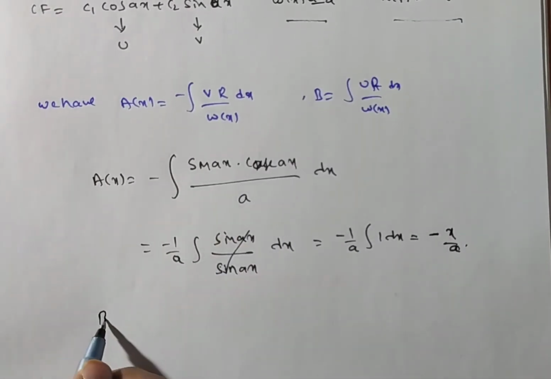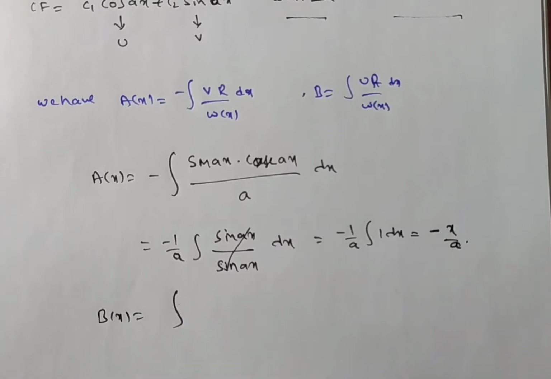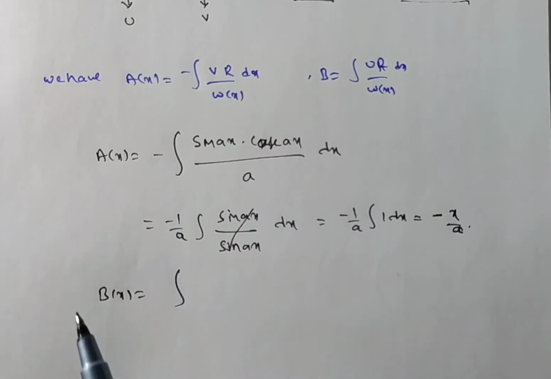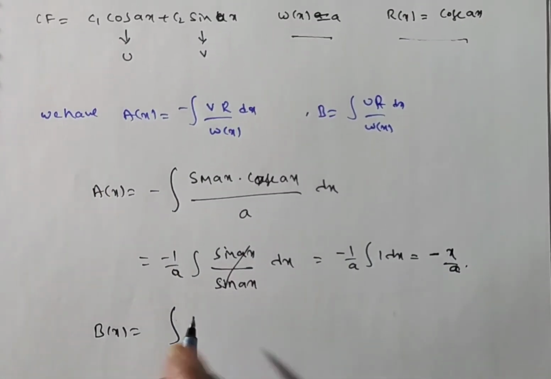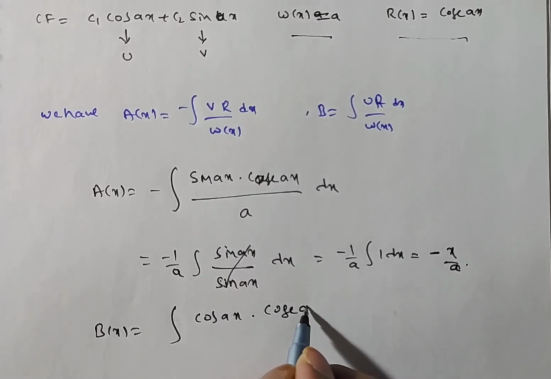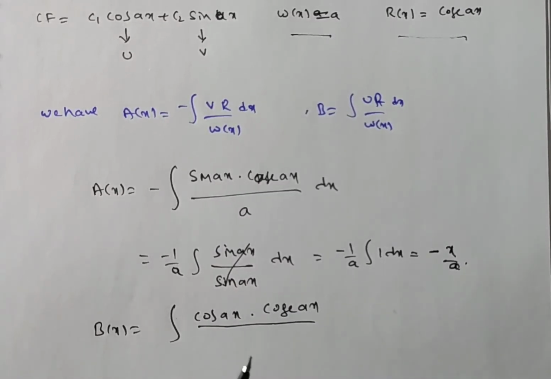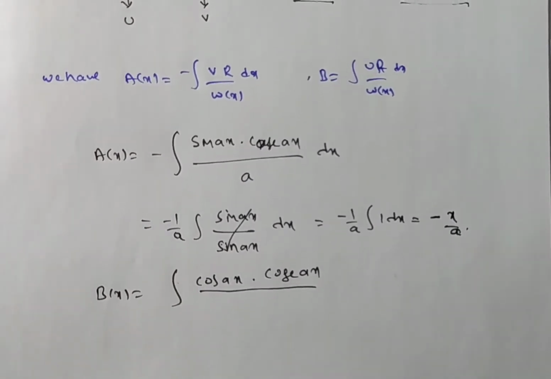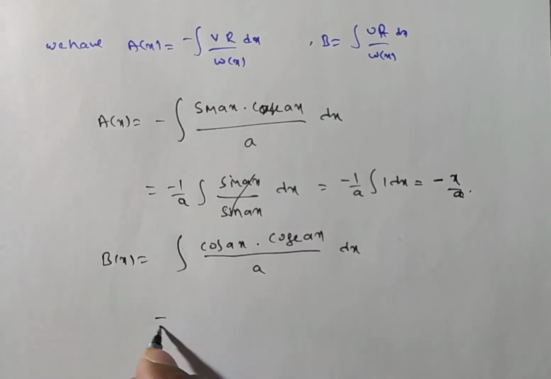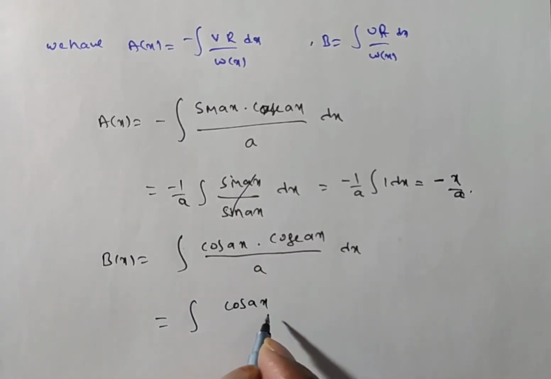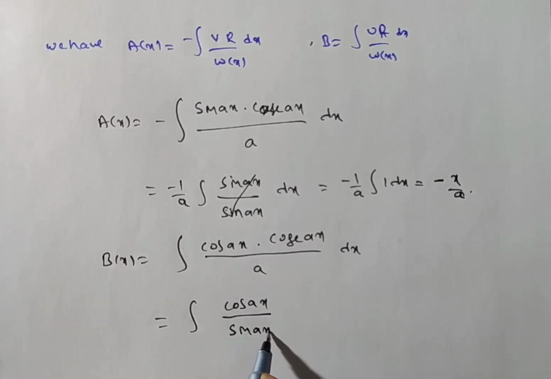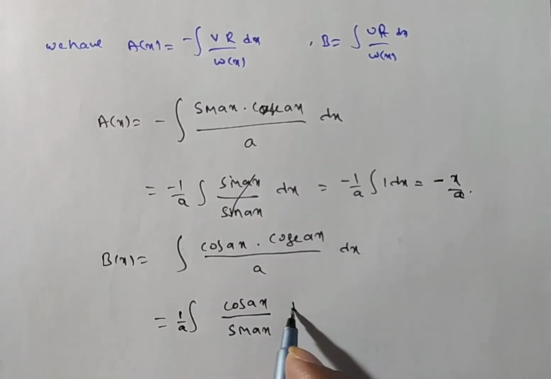b of x. So b of x is equal to integral of u. u is here what I have? u is the c1 coefficient. That is, here the c1 coefficient is cos ax, and r of x is cosecant ax, divided by w of x. What is the w of x I have? a. So write down a into dx. Now this is equal to integral of cos ax by cosecant ax, which is nothing but 1 by sin ax. I am writing 1 by a outside into dx.